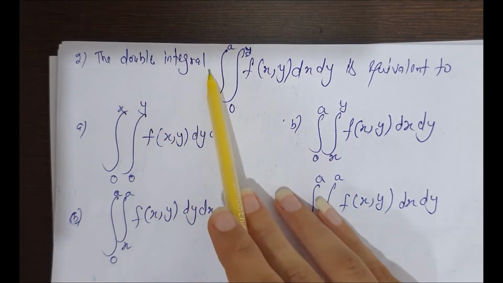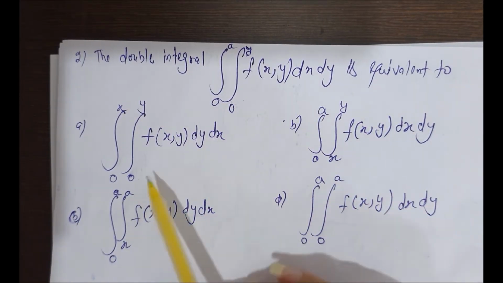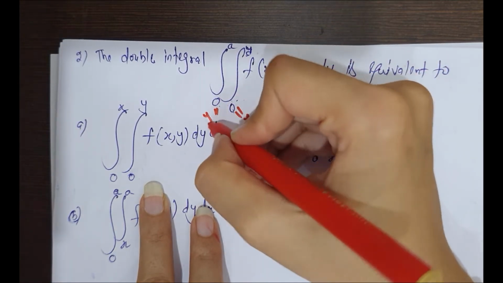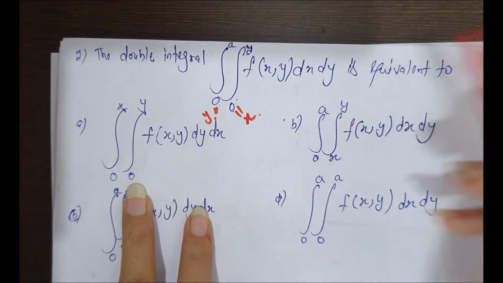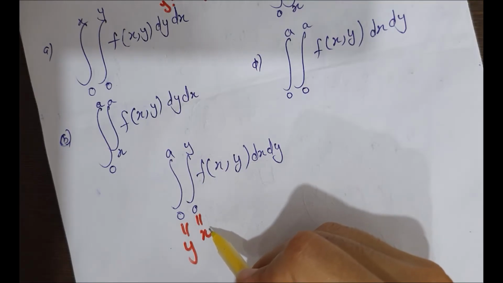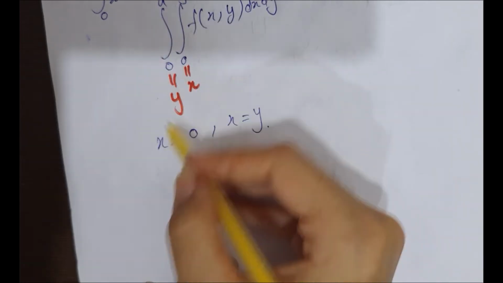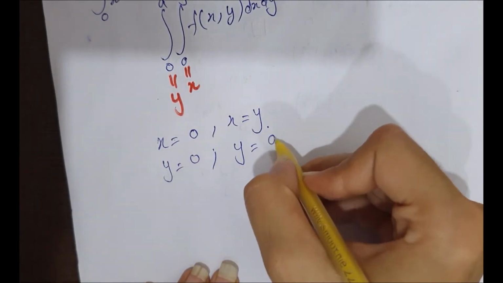Now the next question: the double integral of this function is equivalent to, this is the limit of x and this is the limit of y. They are asking to change the order. So for that, firstly plot it. x is from 0 to y and y is from 0 to a.